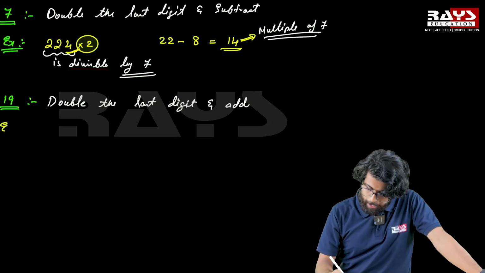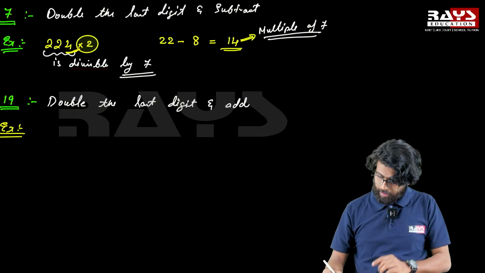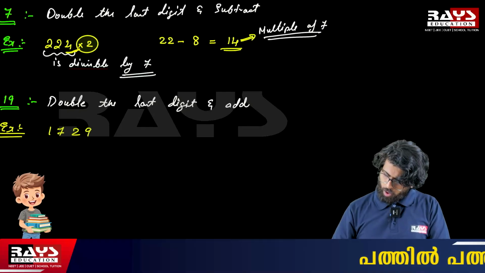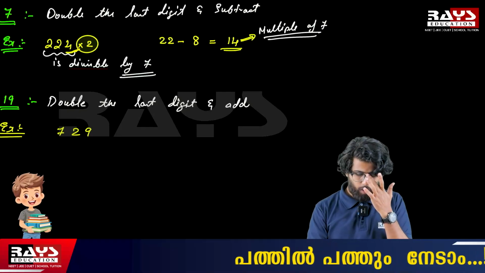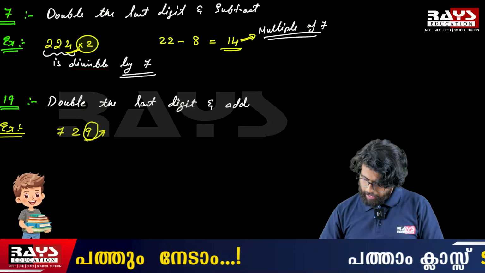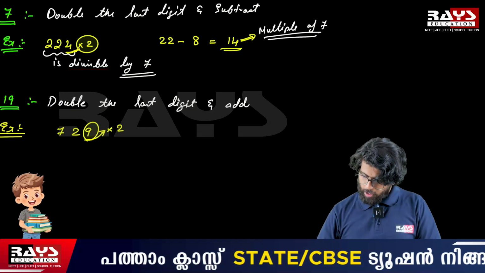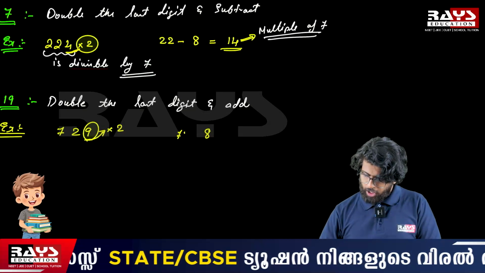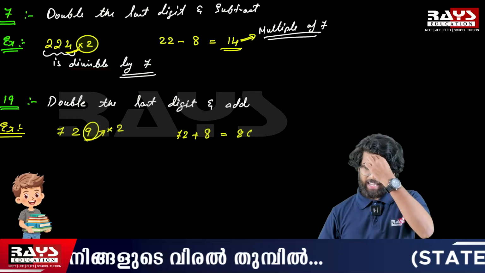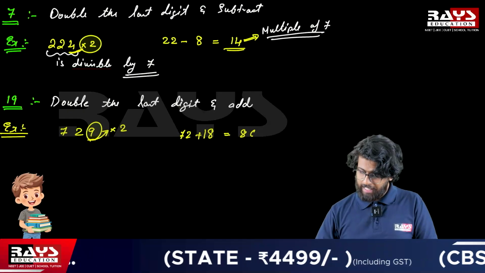Okay, let's take an example for 19, let's say 729. Take out the last digit and multiply it with 2, just double it. Sorry, 9 into 2 is not 8, it is 18. So add it to the rest: 72 plus 18 is 90, right?